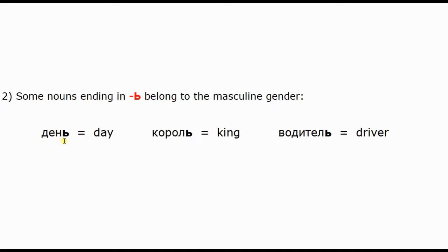ending in soft sign, мягкий знак, meaning day. Next we have король, ending in the soft sign, meaning king. And we also have водитель, meaning driver. Again, it's ending in the soft sign and it is of the masculine gender.